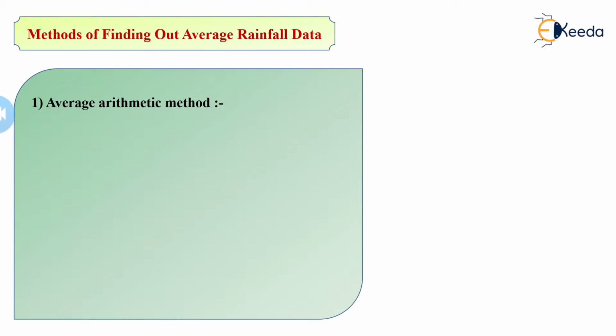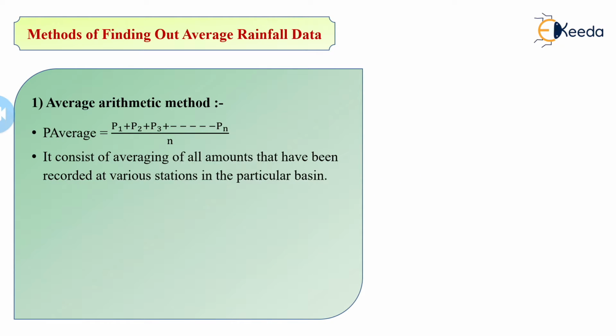The very first method is the arithmetic average method. If we consider that the rainfall is distributed uniformly over its areal pattern, then we can use the simplest method, the arithmetic average method. Here we simply take the summation of all the precipitation found from the various rain gauge stations divided by the number of rain gauge stations. This will give you the average value of rainfall.